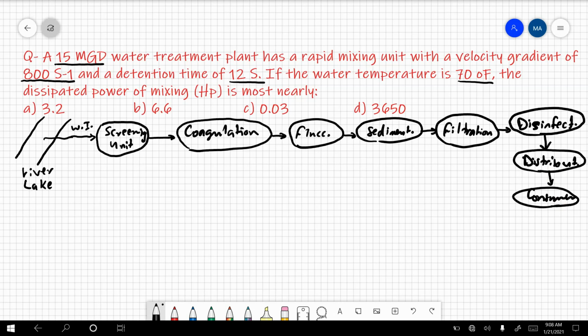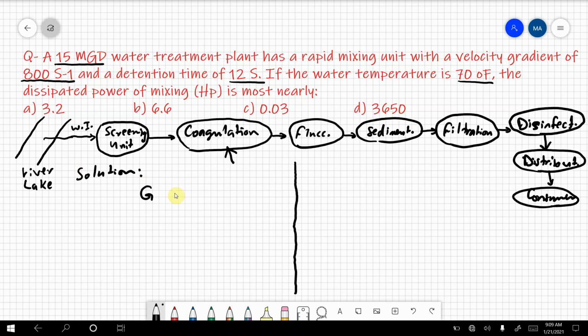Some water treatment plants have a softening unit, but this is the major process in a conventional water treatment plant. So the question is talking about rapid mixing, and this is happening in the coagulation process. So we are here. So now let's go back to our question. To solve this question, we use the mixing equation.